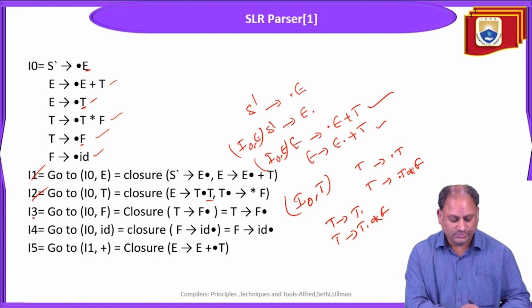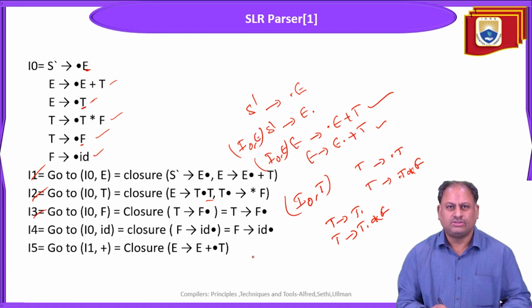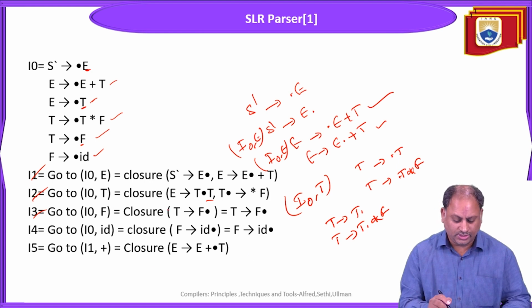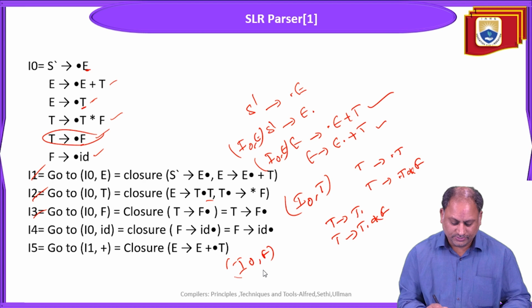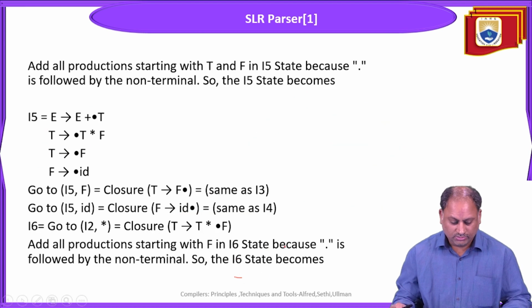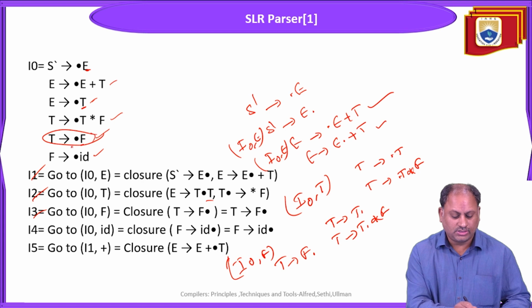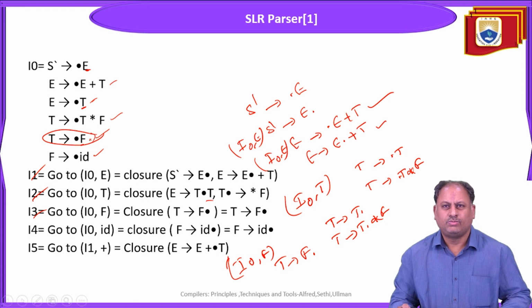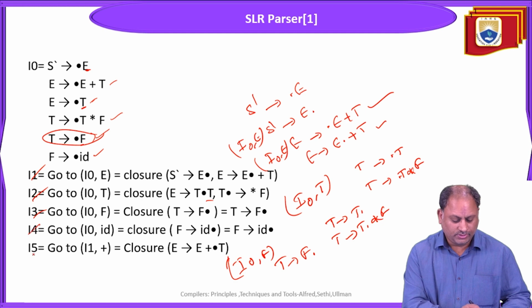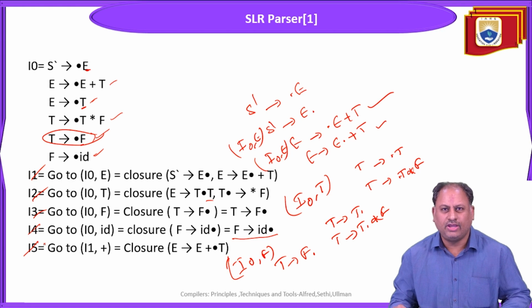Now I3. What are the rules available for F? So here T derives F, this one. So we have to make that I0 comma F. What is the rule that is to be obtained? T derives F dot, because the dot symbol moves one more position ahead towards the right hand side. So that's why we got I0 comma F. Now I0 comma ID, F derives ID dot. Last one, that is I5.